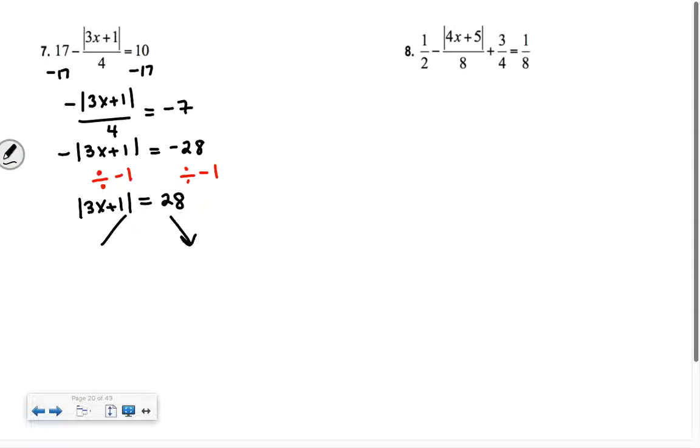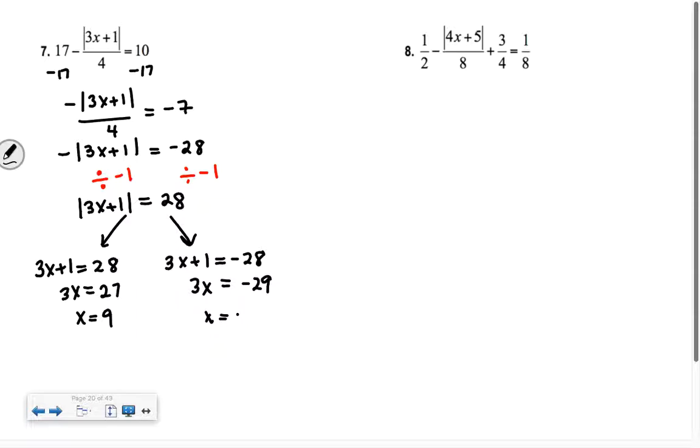All right, so we've isolated, so we break into our two equations. So we have 3x plus 1 is equal to 28, and we have 3x plus 1 is equal to negative 28. And then we solve both of these. So when I subtract the 1 over, I get 27. Divide by 3, I get 9. Subtract the 1 over, I get negative 29. And divide by 3, I get negative 29 over 3.